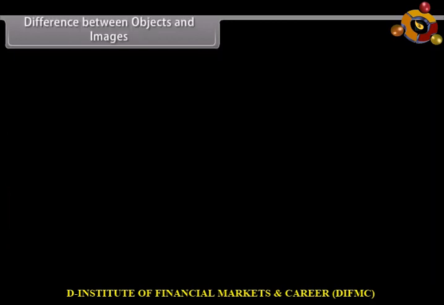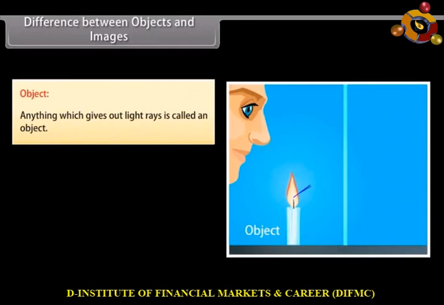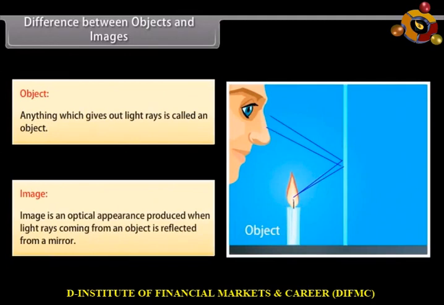Difference between objects and images. Object: anything which gives out light rays is called an object. Image: an image is an optical appearance produced when light rays coming from an object are reflected from a mirror.